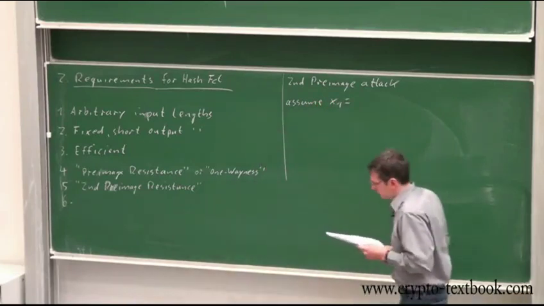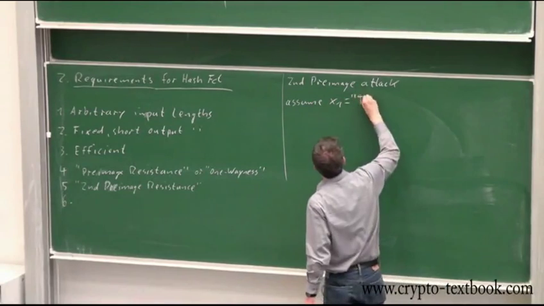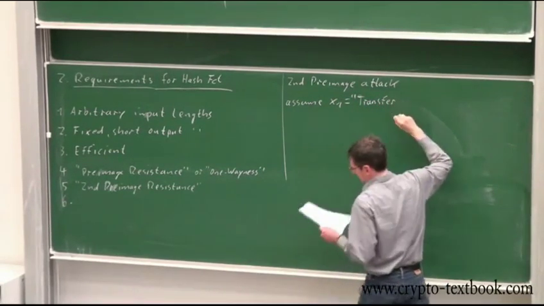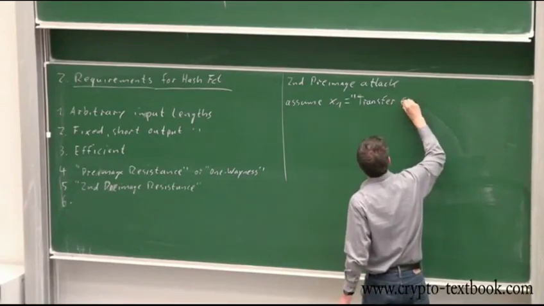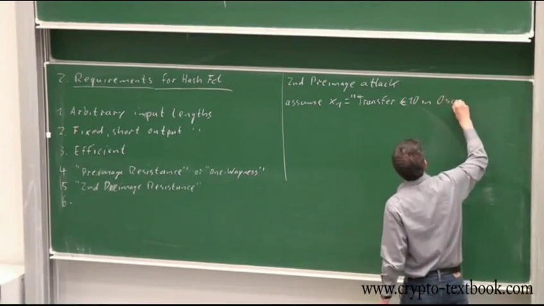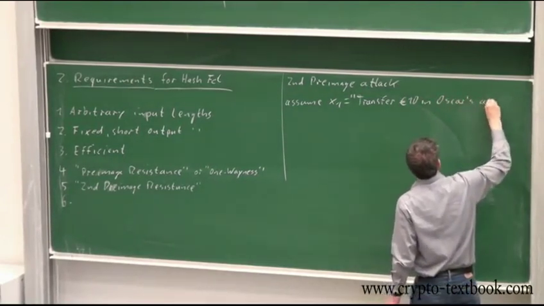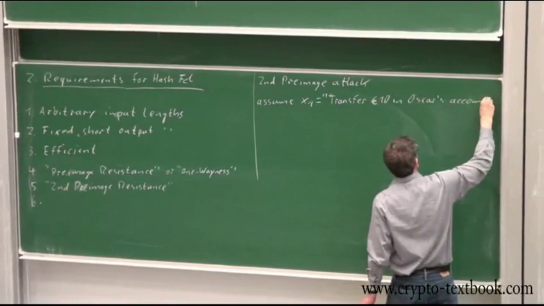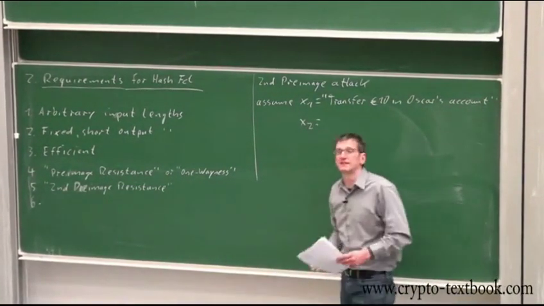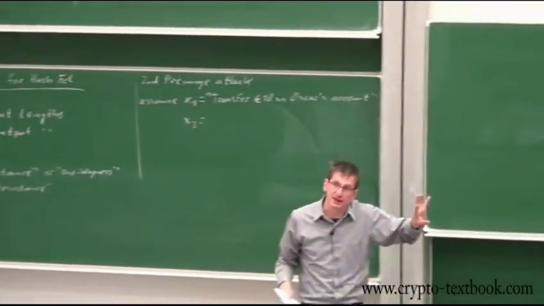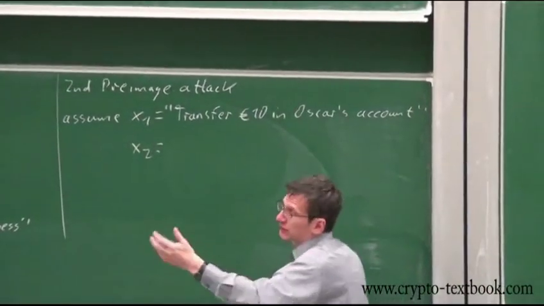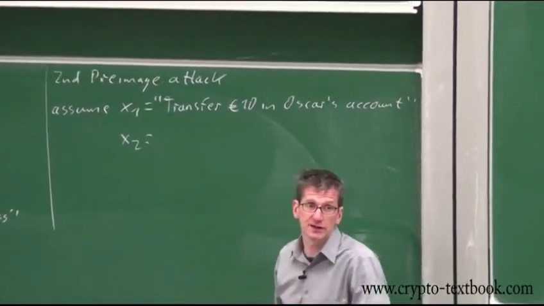Assume the first message is: transfer €10 in Oscar's account. Let's say this is a message that Bob is sending, right? He's transferring €10. He's sending that to his bank, and it's digitally signed, so it's coming from Bob.